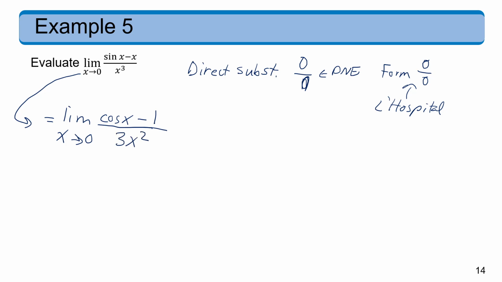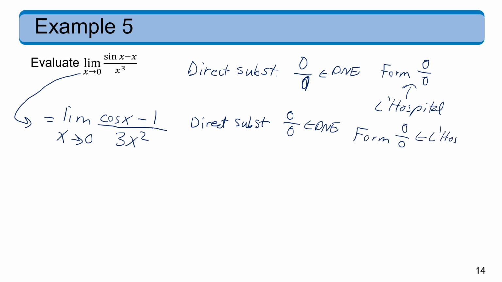So now we have a new limit, and we see if we can evaluate it. We always try direct substitution first. The numerator will be cosine of, we're plugging in 0, right, because x is approaching 0. We'll have cosine of 0, which is 1, and then we subtract 1, so it becomes 0. Denominator, 3 times 0 squared is 0, so again, undefined. But it happens to be that same form, 0 over 0, where we can use L'Hopital's rule.